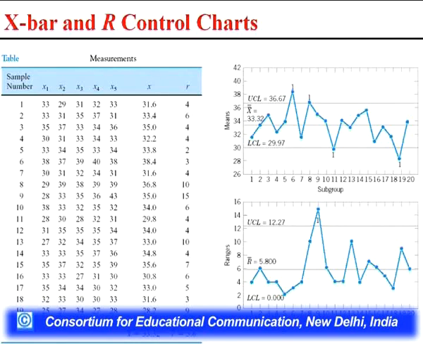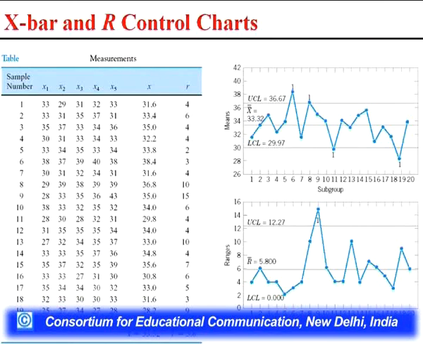On the control chart, the central line is marked at 33.32 because it is the grand mean, and similarly the upper control limit and lower control limit, 36.67 and 29.97, are marked using the values of A2. Similarly, for the range, the lower control limit is 0, R bar is 5.8 as we have calculated, and the upper control limit for the range is 12.27. It is marked.